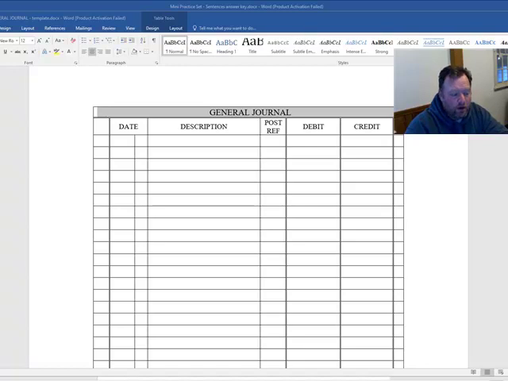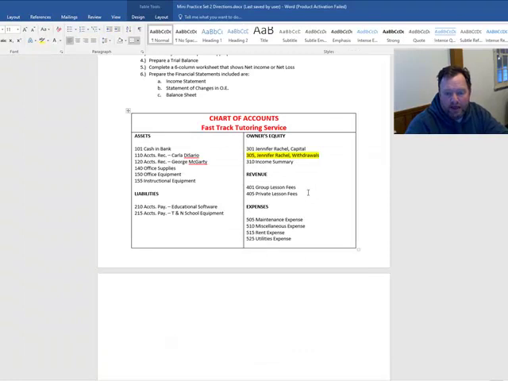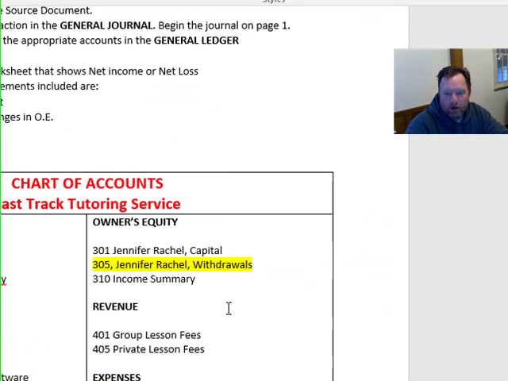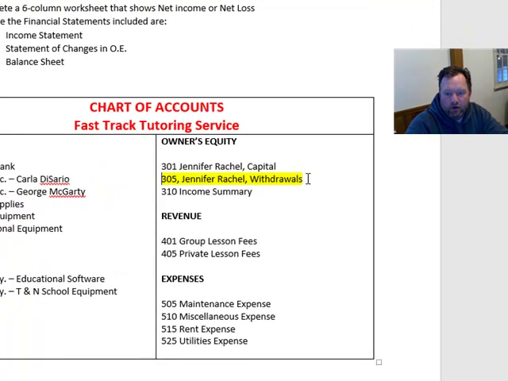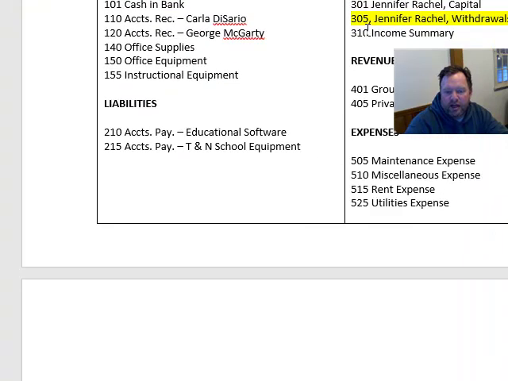Before I get too far into it, though, I want to make you aware that I did make a mistake. If you go back to the classroom page, on Tuesday when I posted this, I inadvertently left out account number 305, Jennifer Rachel withdrawals. For those of you that have turned in your work, I've already looked at it and it seems you are all in good shape and took that into consideration. But eventually, as we continue to work down, you're going to need to note that this is account number 305, and it is Jennifer Rachel withdrawals.